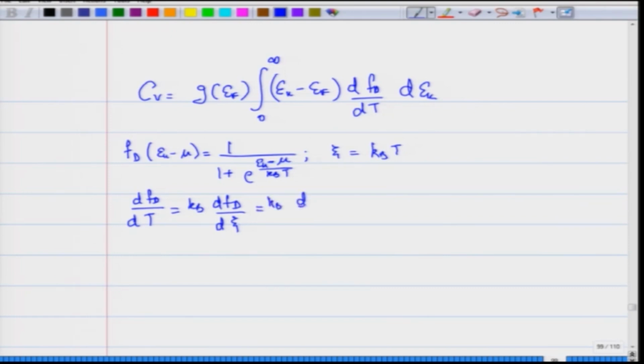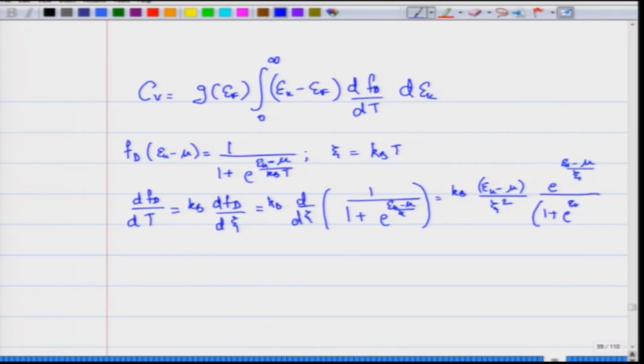So, this is kB into taking the derivative of d by d zeta of this expression 1 by 1 plus e raised to (Ek minus mu) by zeta, and this would give me a term kB into (Ek minus mu) by zeta square times e raised to (Ek minus mu) by zeta divided by (1 plus e raised to (Ek minus mu) by zeta) the whole square. You can just check it, it is very easy to take the derivative of this. You will get the derivative of this expression, and then if you take the derivative of this, you will get this term.